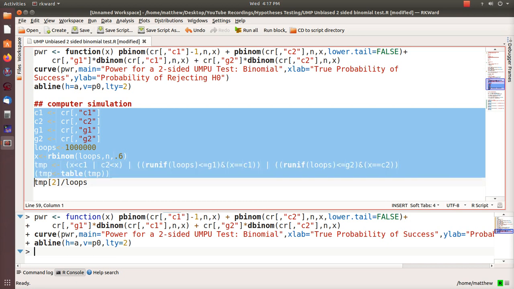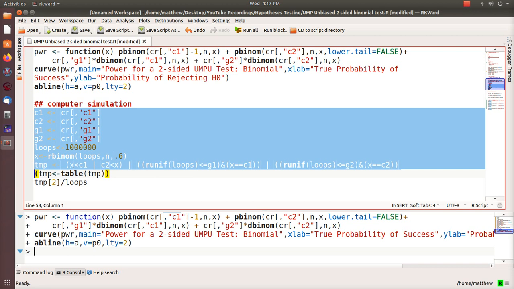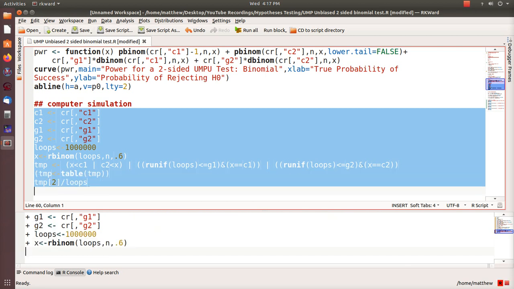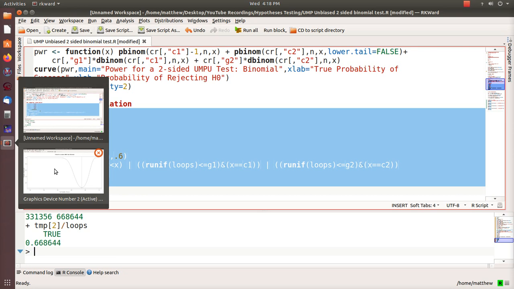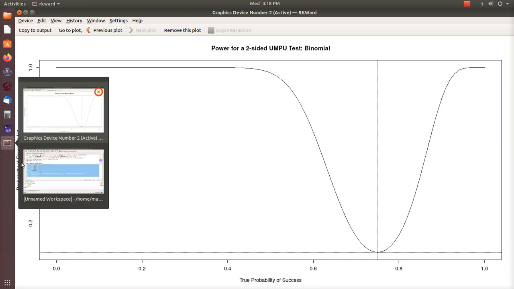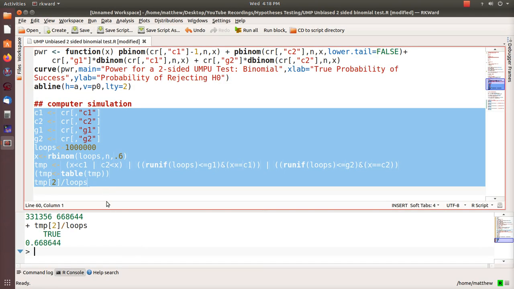Here it just calculates the number of times we would reject, we table it, and then calculate the probability of rejection. So it's 0.67. And so I'm going to go back here. So at 0.6, it's right there. Yep, so it is probably 0.67. So 0.7 would be there, 0.67. So it is very accurate, very close to the theoretical.